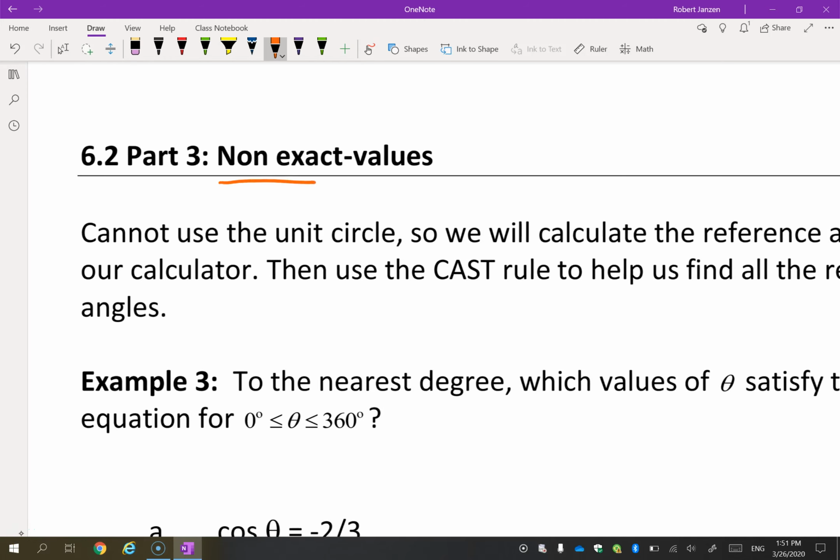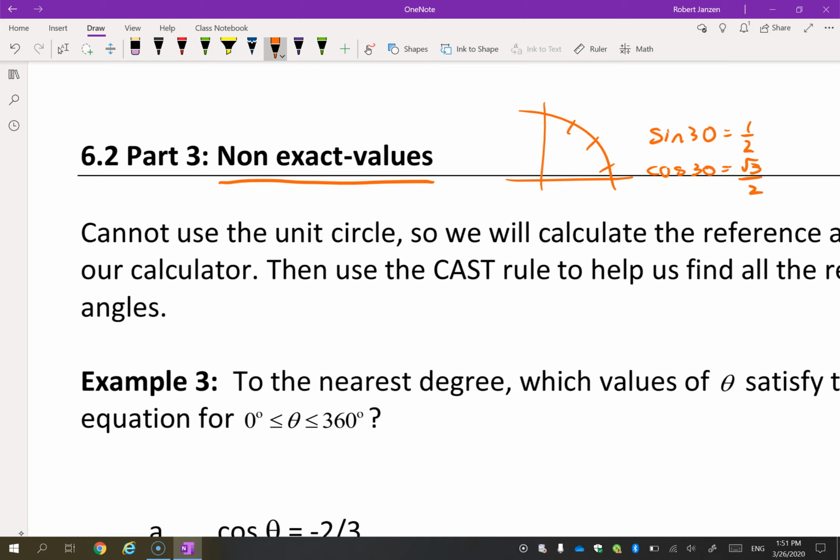Okay, non-exact values. Non-exact means that you need your calculator. All right, the exact values are those ones we talked about yesterday, those ones that you need to memorize on the unit circle. Those are exact values. If I say what is sine of 30, I expect you to know it's exactly a half. I expect you to know that cos of 30 is exactly root 3 over 2.